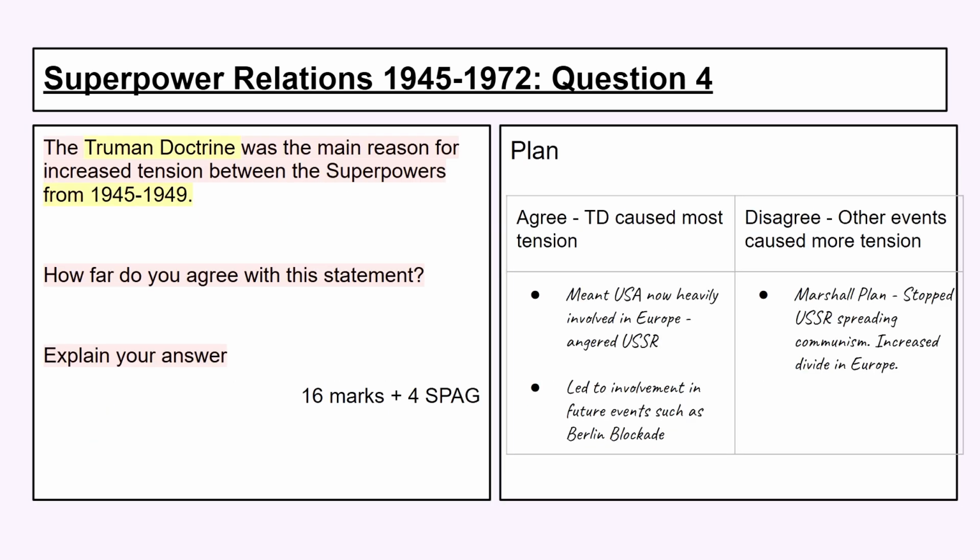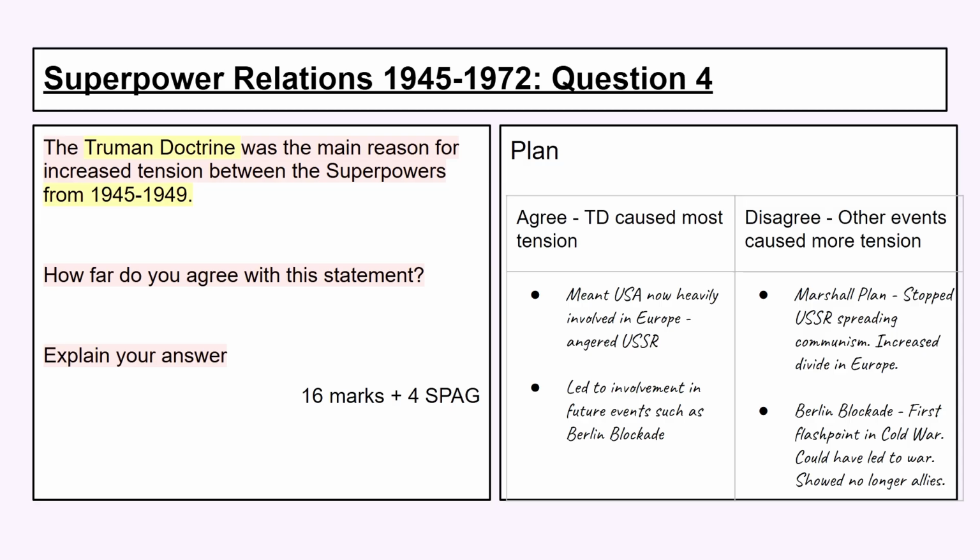So from the spec, I'm going to talk about the Marshall Plan, because that stopped the USSR spreading communism and increased the divide in Europe. I'm going to talk about the Berlin blockade as well, the first flashpoint in a Cold War where they could have actually gone to war directly. And it showed really they're no longer allies at that point. That's the final straw. You might be tempted to talk about a whole range of ideas here. Just do a maximum of 2. You only need one other event really that's not in the question. I like to have a second just in case there's a backup, in case the first one's gone a bit wrong. We've got something to fall back on. So that's our plan. And I'm going to say that actually the Truman Doctrine did cause the most tension because it led to these other events happening later on.